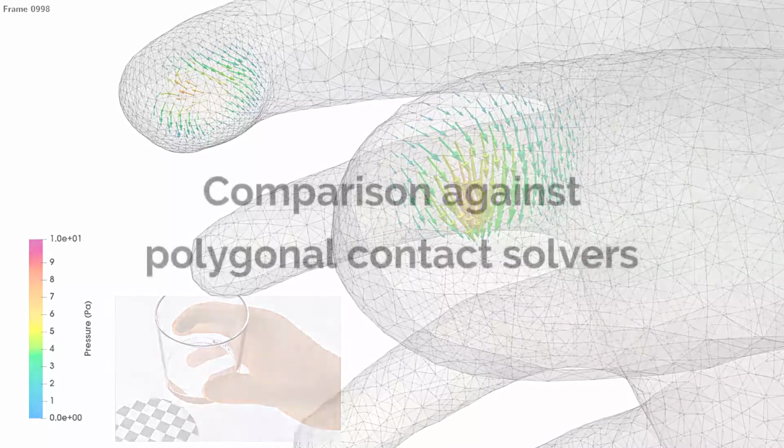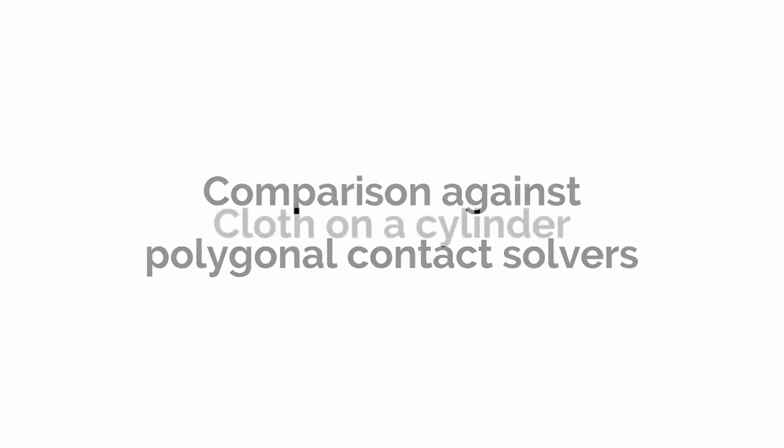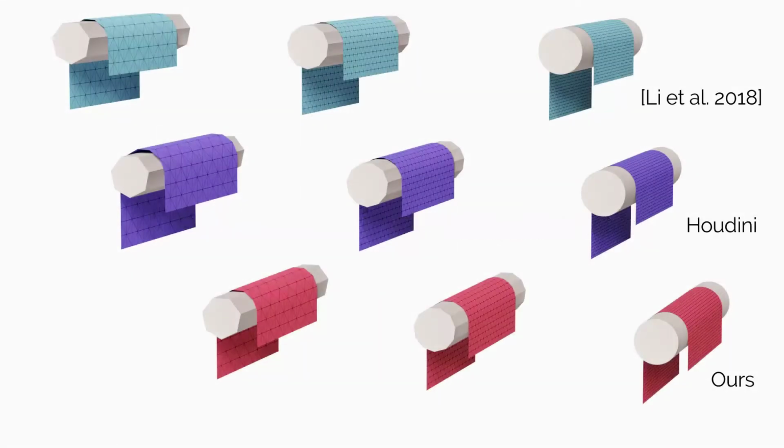In contrast, traditional contact solvers use polygonal surfaces for collision detection. We drape a cloth on a stationary polygonal cylinder to show how this approach can lead to sliding artifacts. In each row, the resolution is increased from left to right.